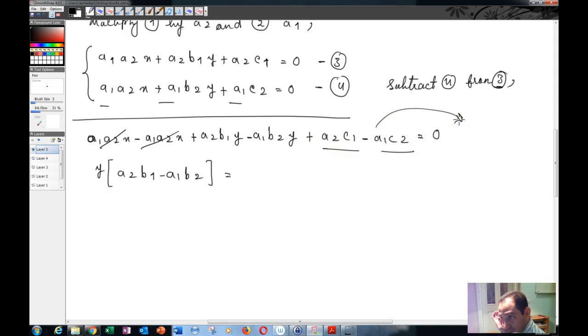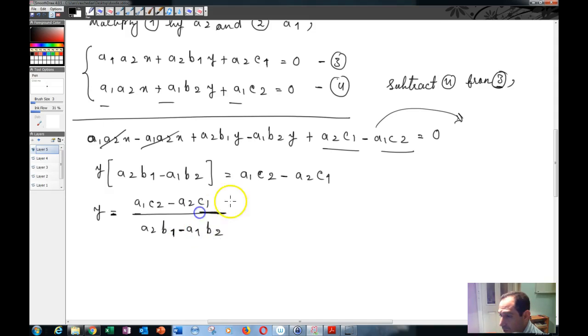Okay, so you will have a1 c2 minus a2 c1. So your y is going to be equal to this whole expression, a1 c2 minus a2 c1 over this whole expression, a2 b1 minus a1 b2. Okay, so that's going to be your y.